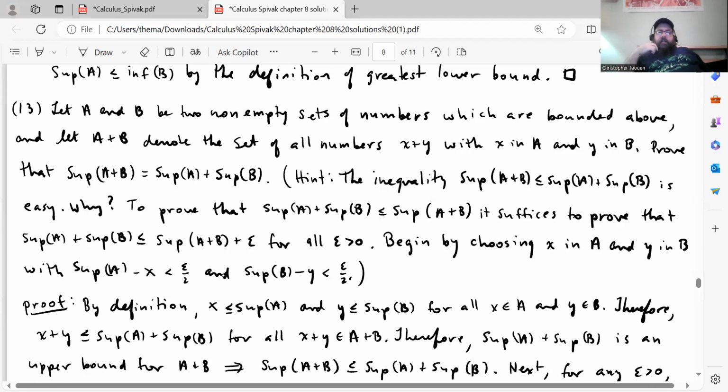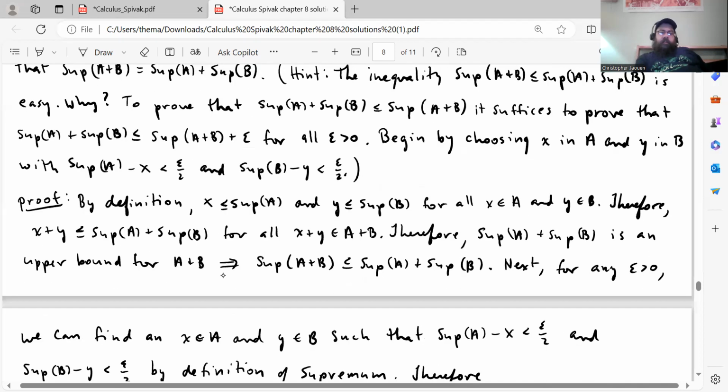Again, here he gives a hint. The inequality sup(A plus B) is less than or equal to sup A plus sup B is easy, and he asks why. I'll explain when I show you my proof. To prove that sup A plus sup B is less than or equal to sup(A plus B), it suffices to prove that sup A plus sup B is less than or equal to sup(A plus B) plus epsilon for all epsilon greater than 0. Begin by choosing x in A and y in B with sup A minus x less than epsilon over 2 and sup B minus y less than epsilon over 2. So I used his hint here for this one.